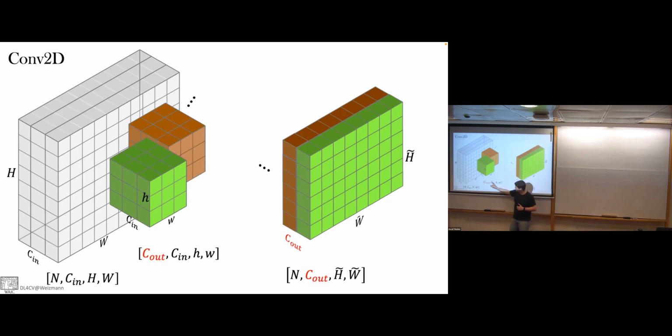C in has to be the same as the number of channels that I have in the input. Lowercase h and w are the spatial size of the filter, and these are also a design choice. And these are the sizes. So you start with N, C in, H, W, and you end up with N, C out, H tilde, W tilde, which are determined by the strides and the padding and whatever you use there. Is this clear? This is the basic convolution and how the architecture works.